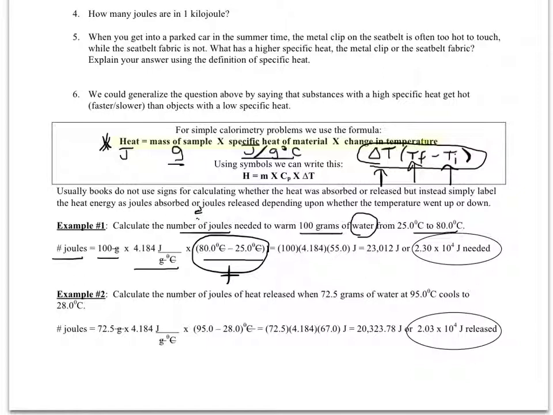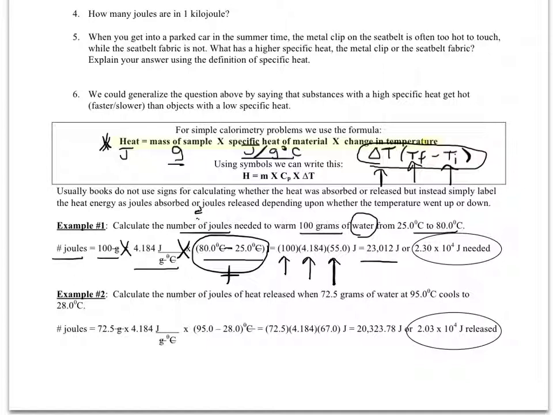All right. Now, order of operations is important. That can throw you off, right? The very first thing that you need to do here, before you do your multiplication, which you'll get to eventually, you need to do your subtraction. So the very first thing I'm going to do is figure out that 80 minus 25 is 55. Now I can go ahead and multiply my mass of 100 times my specific heat of water, 4.184, times my change in temperature.